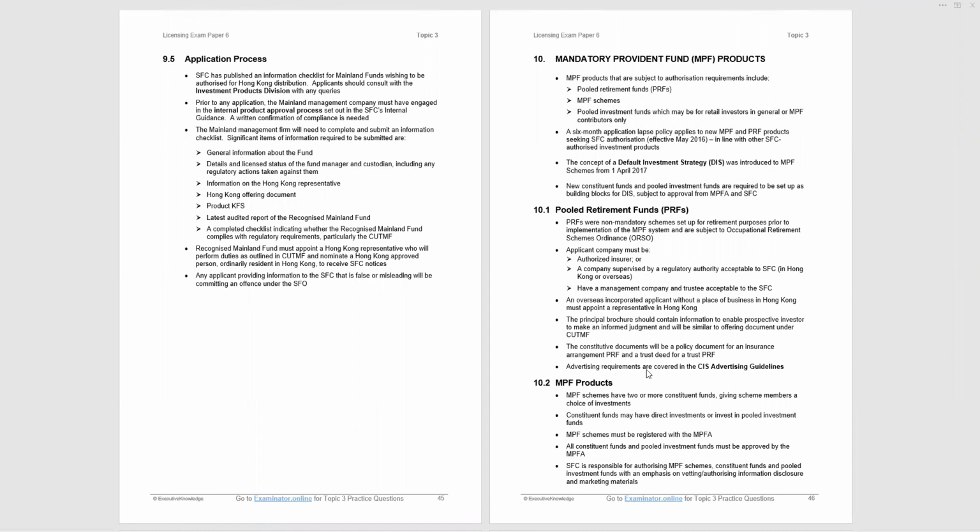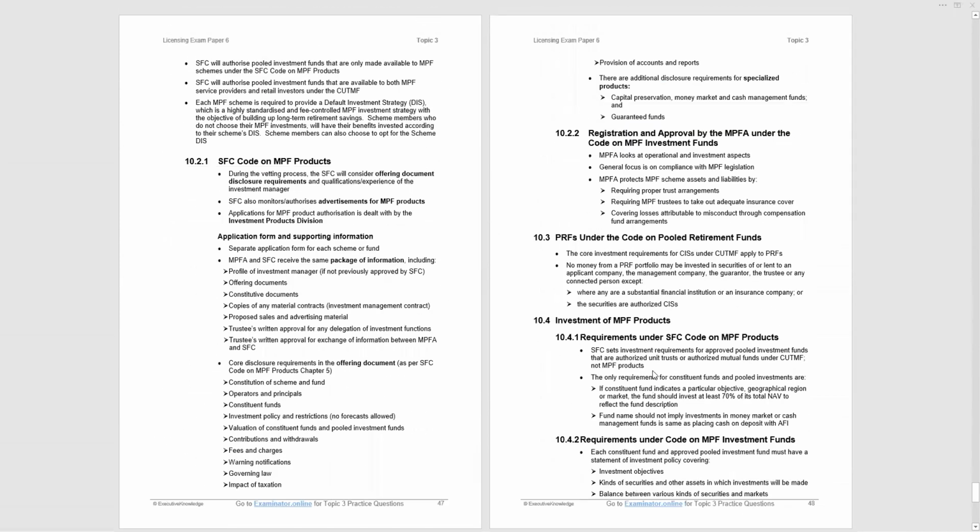And finally, topic 3, mandatory provident fund products. Now, this is a section that could have a question or two, or could have no questions at all. So please read through this material in terms of pooled retirement funds. These are the old occupational retirement schemes. The MPF products under section 10.2. The SFC code and MPF products, so that's what the SFC is looking for when it is authorizing MPF products to come into the market. And then 10.2.2, registration approval by the MPFA under the MPFA's code and MPF investment funds.